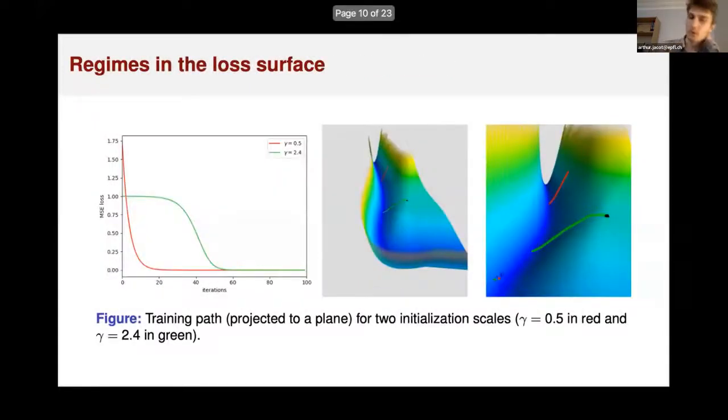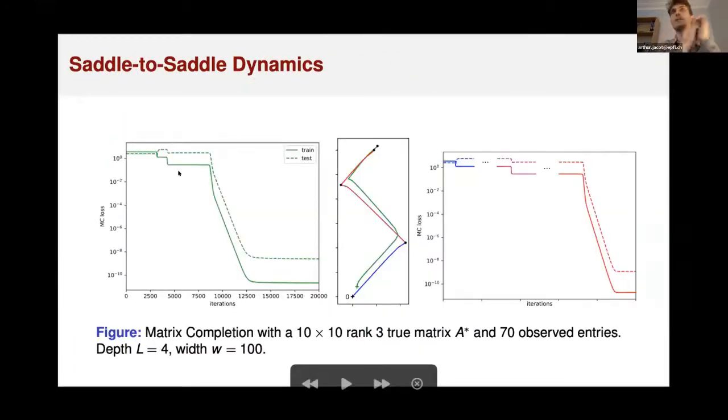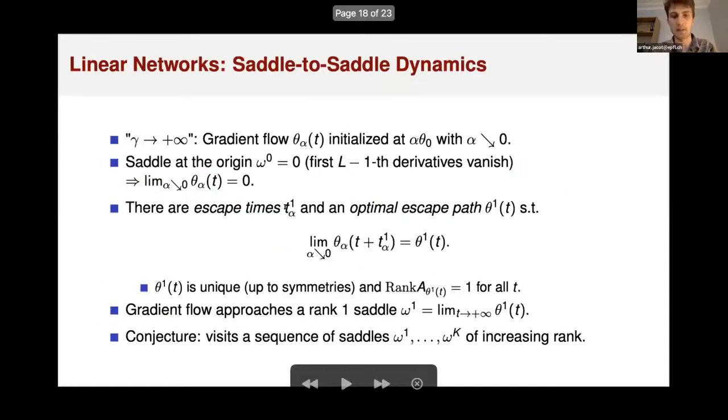We do have some information about the time it takes to escape, basically how it scales with alpha. In the shallow case, the escape time T alpha grows as minus log of alpha, and for the deep case it's different. It's actually alpha to the power negative (capital L minus 2). Yeah, it's faster.